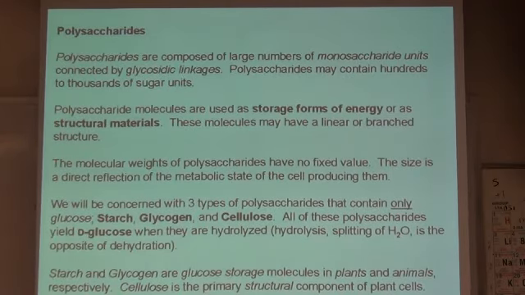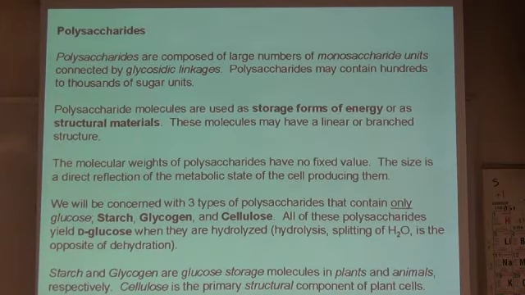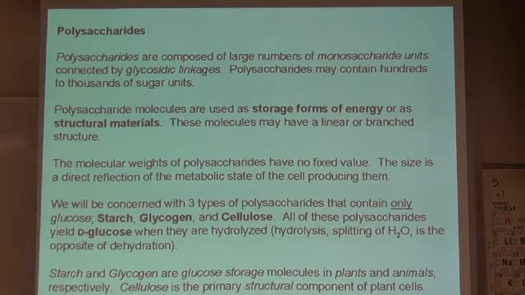Okay, polysaccharides. We're only going to look at 3 polysaccharides, and they're all polysaccharides of glucose. We're going to look at glycogen, starch, and cellulose. Okay? Now, basically the difference between these is, number one, the bonding. The 1,4 linkages is a pretty big difference. And next, it's just the degree of branching.